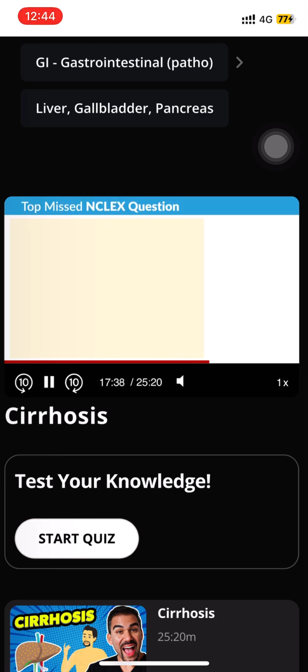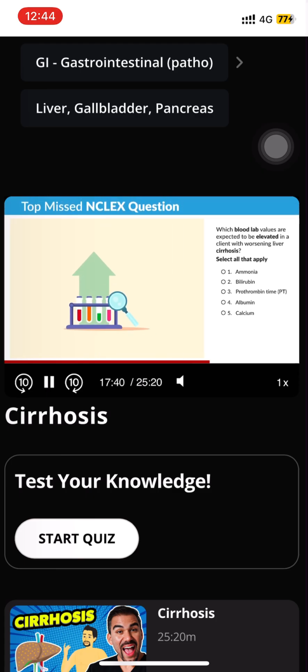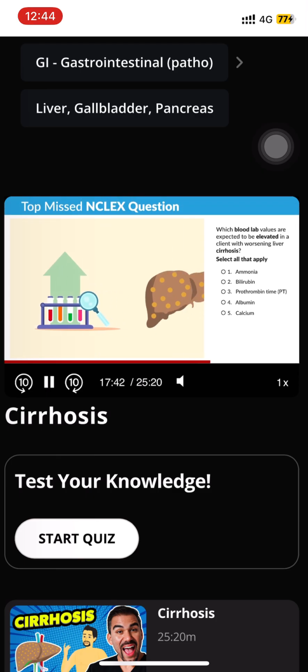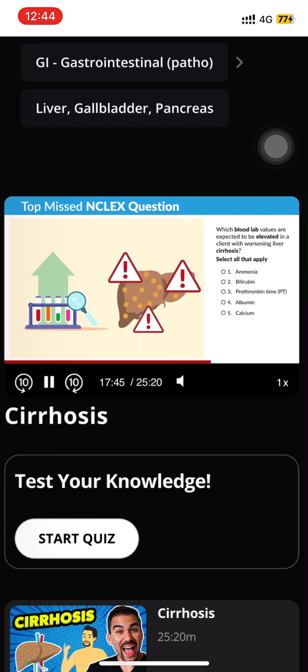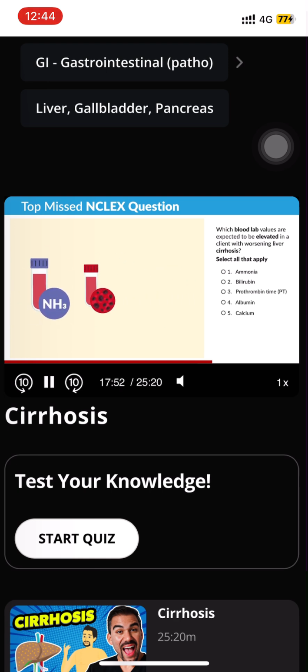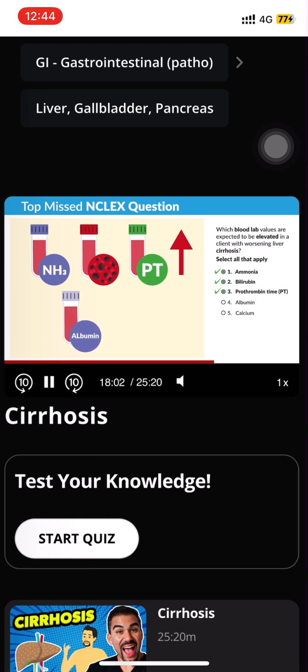Now, a top missed question: which blood lab values are expected to be elevated in a client with worsening cirrhosis? Select all that apply. So just slow it down here before you look at the options. Just think ammonia, bilirubin, and prothrombin time, the PT, will all be elevated. The only two that are really going to be low are albumin and calcium here, because albumin is that protein the liver produces, and since albumin binds with calcium, both will be low together.